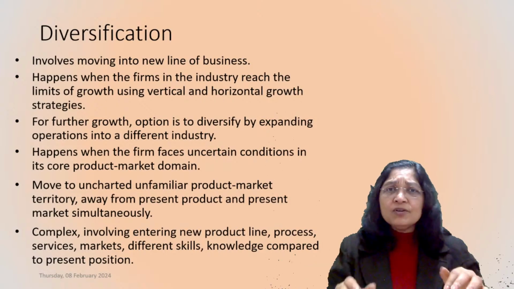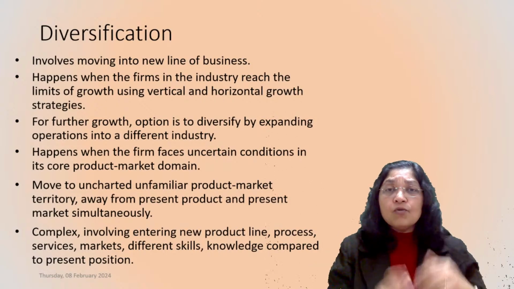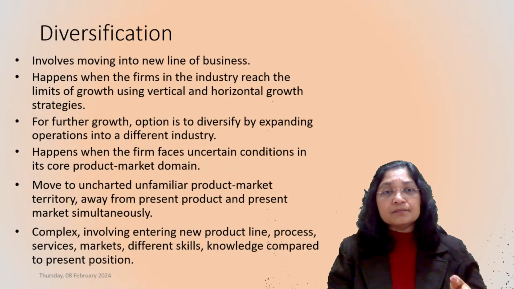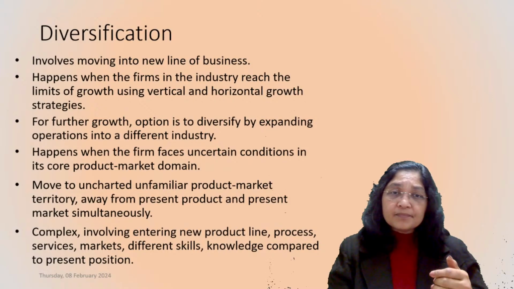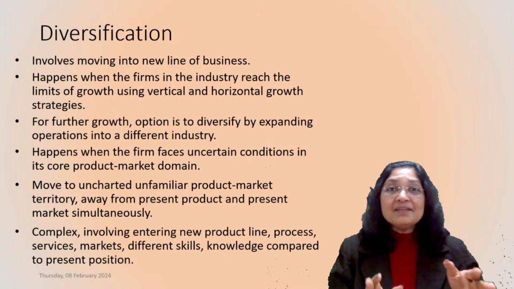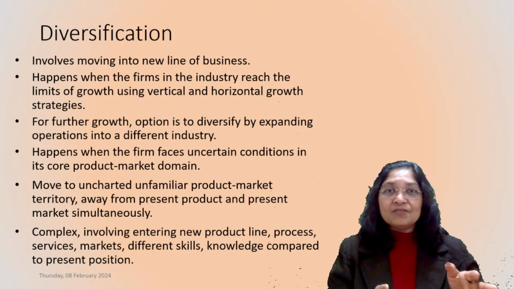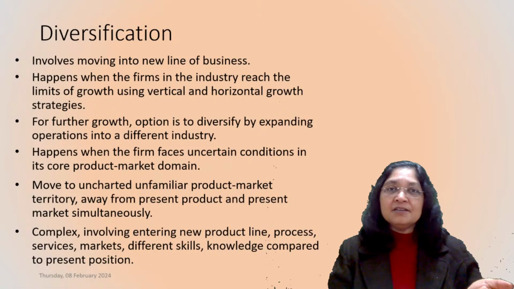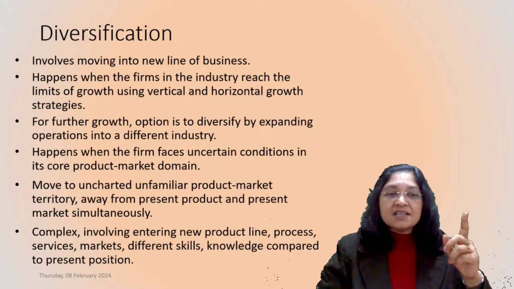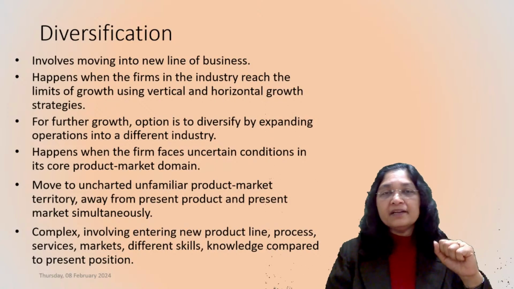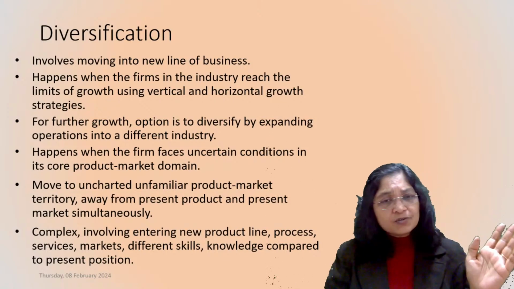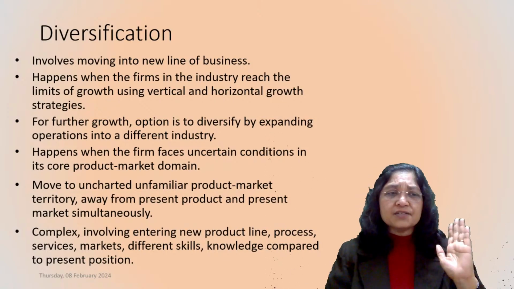Then they see that beyond this we can't do anything. Now what? We can't be dormant. So although we are at a stable position, we can't be stagnant. We have to remain dynamic. So then in that case, for further growth opportunities, the option is to diversify by expanding into different industries. Now the industries could be similar industries, or it could be completely different industry.